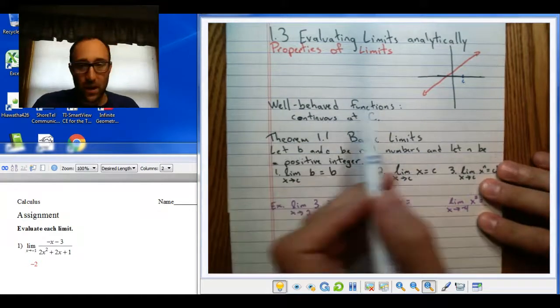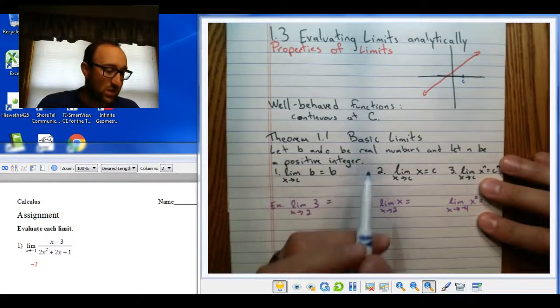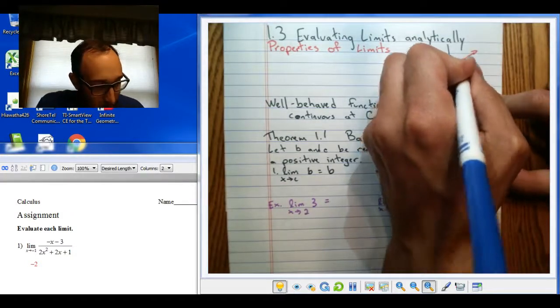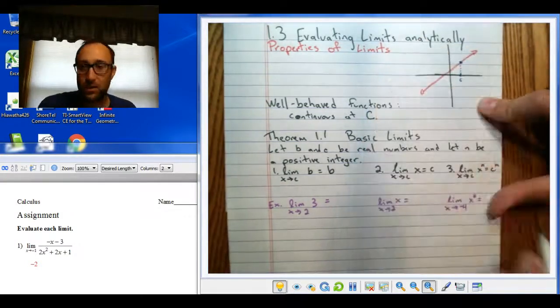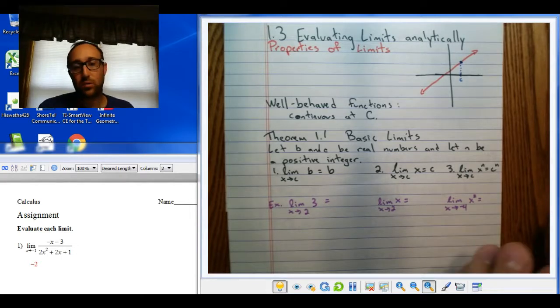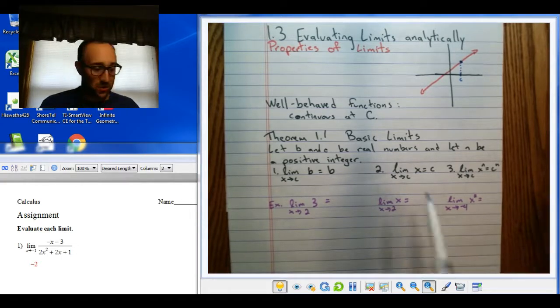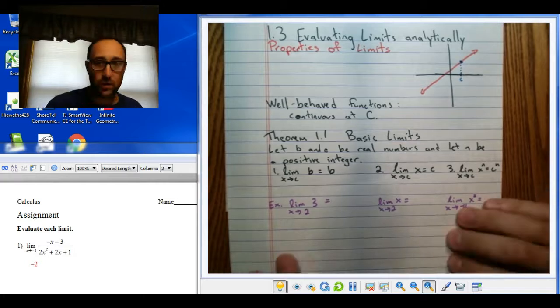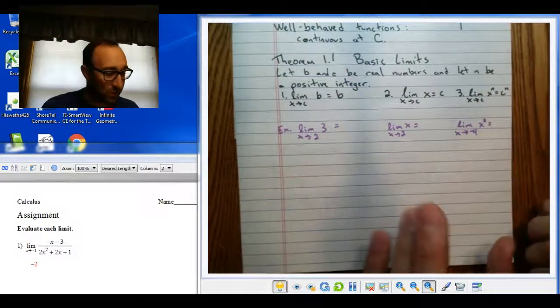So, well-behaved functions. They are going to be continuous at c, like a line, for example. If this is c, and I plug in c for x, I'm going to get a value right there. We don't have to worry about holes, we don't have to worry about asymptotes, we don't have to worry about anything. We're just going to say, if I plug in c for x, I'm going to get a number. And that's the basis for all of the theorems we are about to do.